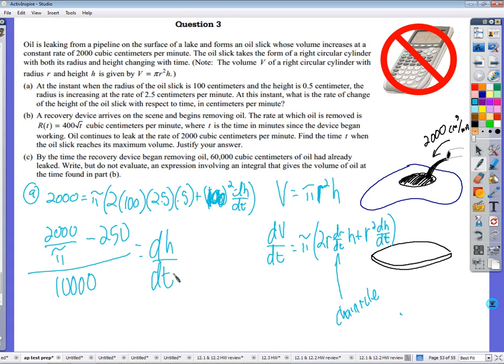So, that's weird. I don't know if they would expect you not to use a calculator there. But if they didn't, then this is what you would do. You just show them the steps for isolating dh/dt, and you would be right. You would get credit for that. Okay.